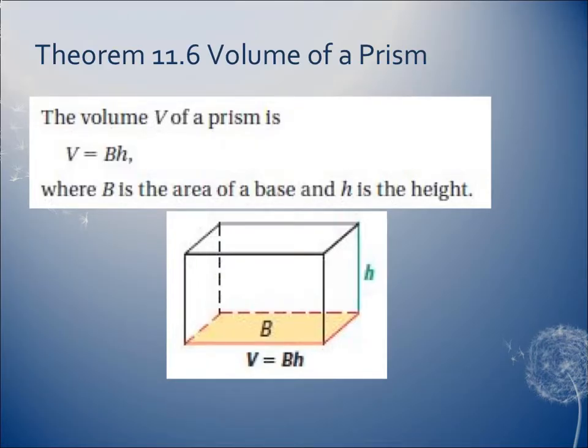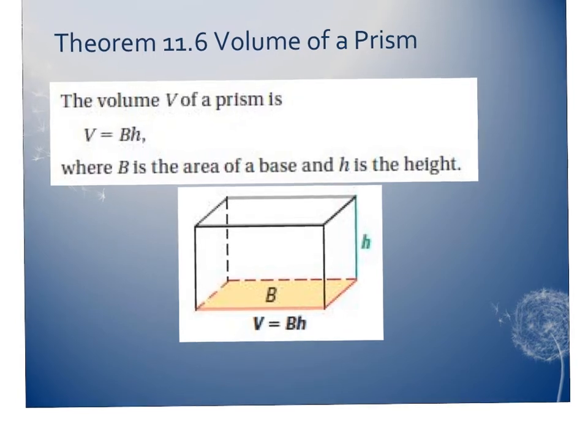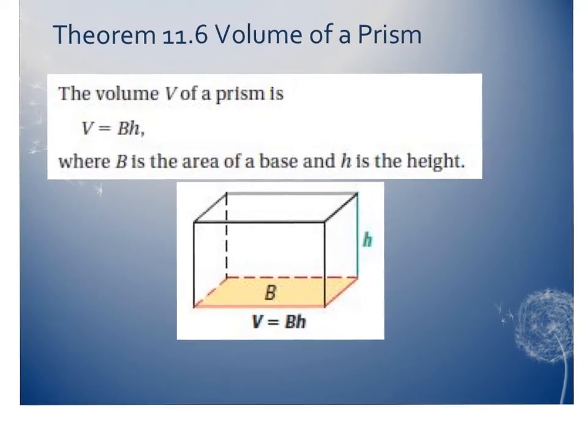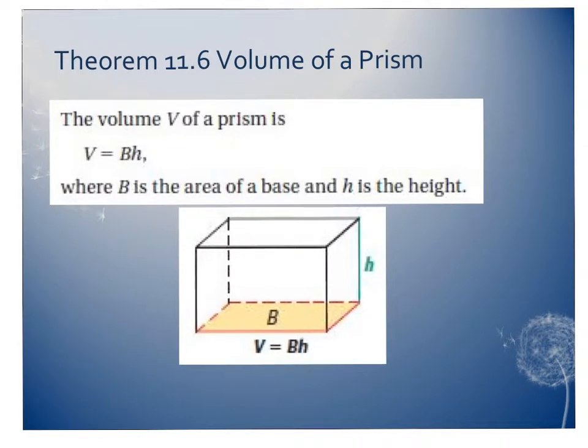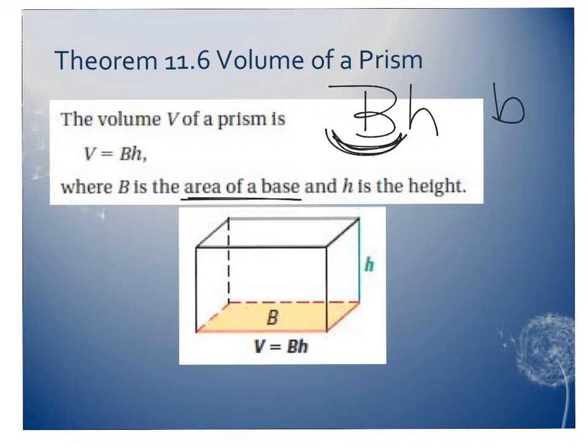So the volume of a prism is V equals B times H, where B is the area of the base and H is the height. Notice in my formula, this capital B isn't a base length like in a triangle. This is actually the area of the entire base. So whatever shape is on the base, we're going to find the area of that polygon, and then multiply it by how tall the prism is. So don't get confused between a lowercase b and an uppercase B.